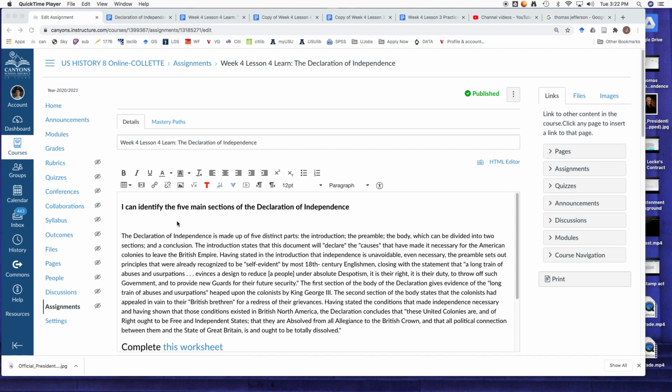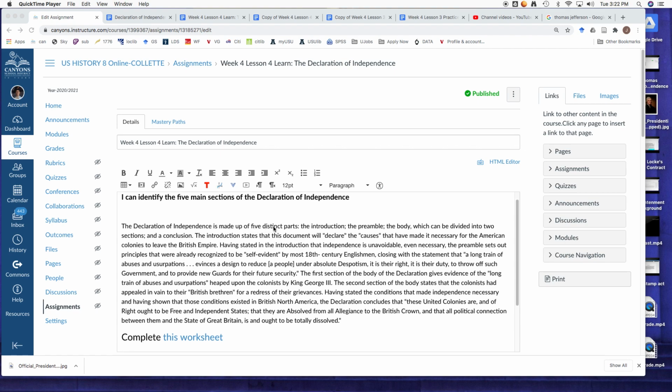Identify the main sections, the 5 main sections of the Declaration of Independence. So the Declaration of Independence is made up of 5 distinct parts. We have the introduction, the preamble, the body, which can be divided into 2 sections, and a conclusion.